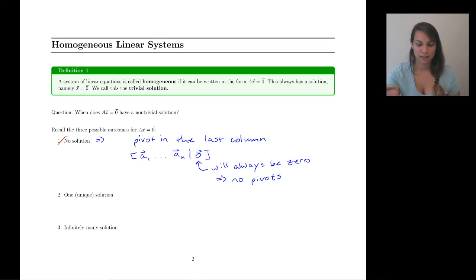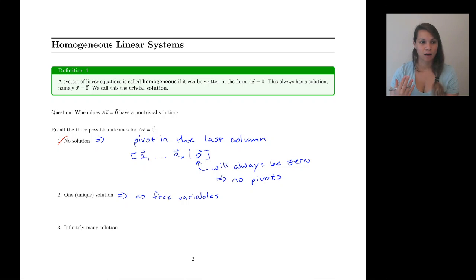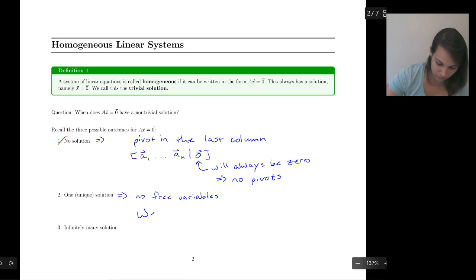Okay, next case, the unique solution. Well, if we have the unique solution, that means we have no free variables. That means our answers are locked in. Remember, you can't say, oh, well, x1 equals something in terms of x3, and x3 can be anything. None of that. You get a set of numbers that go together, and that's it. That's the only choice. We already know the unique solution. I already told you, x equals 0 is always going to be one of the solutions. So we know it. It's x equals 0.